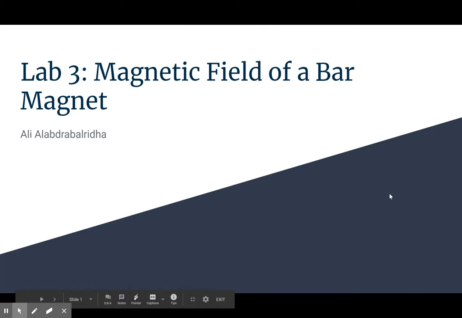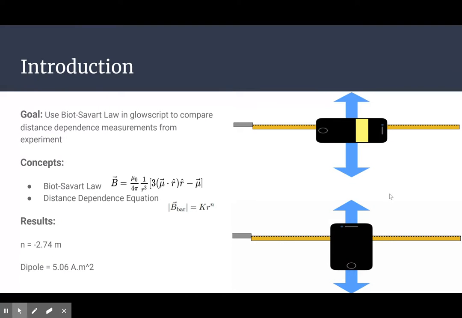Hello everyone, this is Ali, Lab 3: Magnetic Field of a Bar Magnet. The goal of this lab is to use the Biot-Savart law and GlowScript to compare the distance dependence with measurements from the experiment.